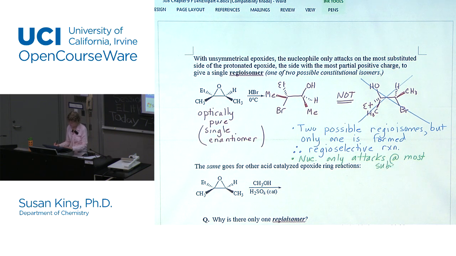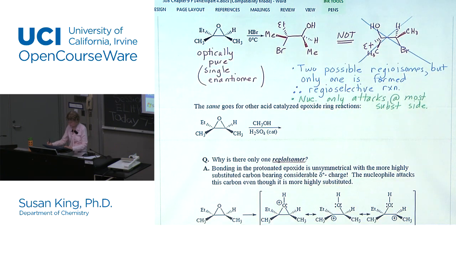If it was an SN2, a pure SN2, we did get inversion of configuration, and it was backside attack, but we certainly, if it was an SN2 reaction, we wouldn't get attack on the most substituted side. So something's amiss here. This is not exactly what we would expect. Same goes for other acid-catalyzed epoxide ring reactions. Again, if we start with a single enantiomer, as long as it is unsymmetrical, we only get one regioisomer.